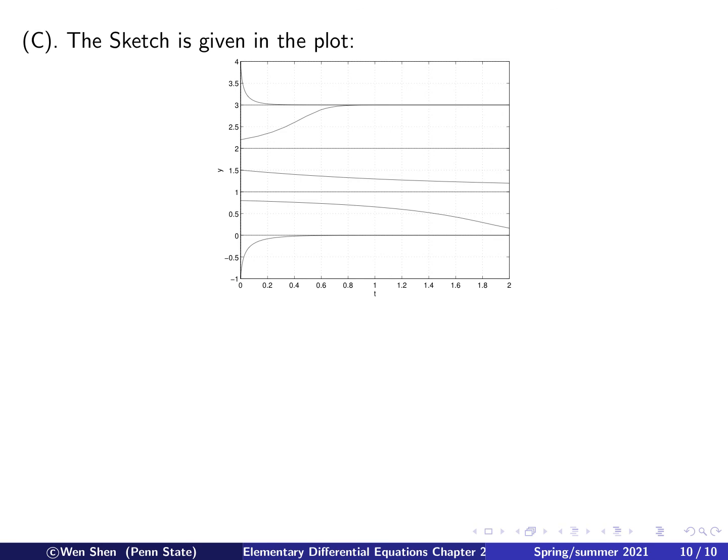So for y less than 0, it increases, so it approaches 0. Between 0 and 1, it decreases, so it comes down. Between 1 and 2, y prime is less than 0, it comes down. Between 2 and 3, y prime is bigger than 0, so it goes up. And for y bigger than 3, it's less than 0, so it comes down.